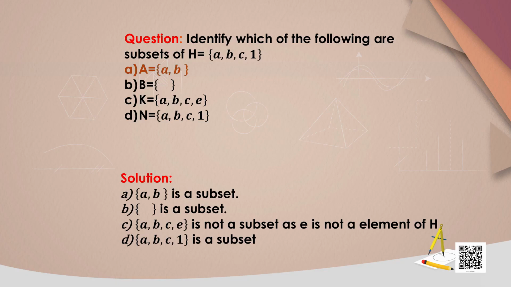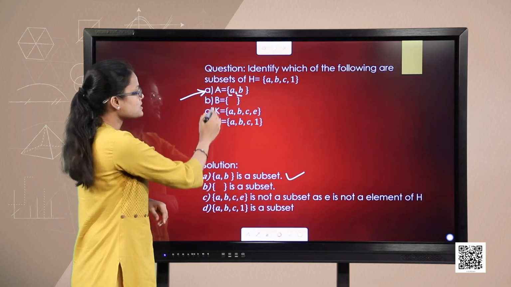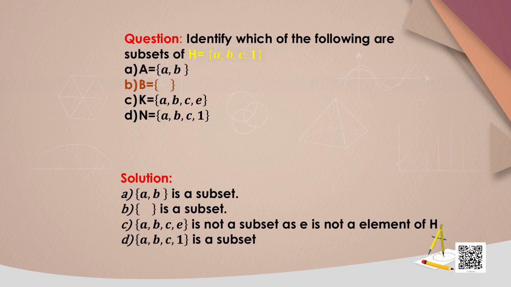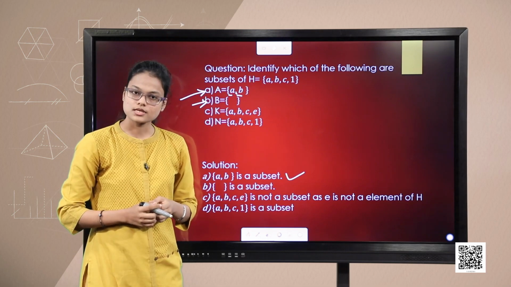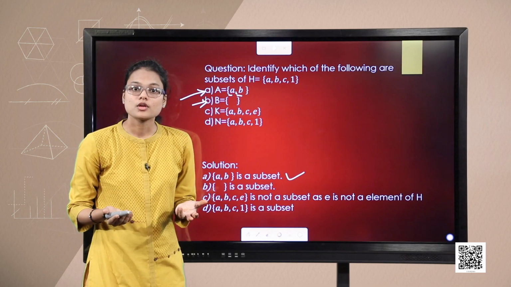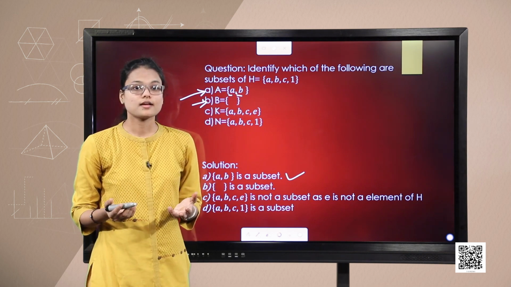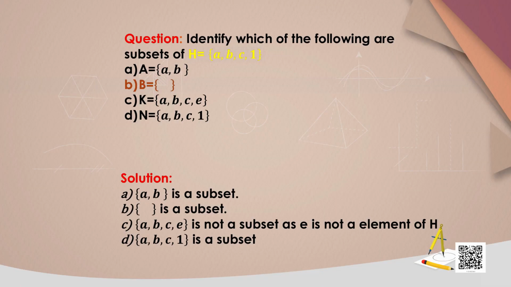It is representing a set A which has two elements, a and b. Yes, you may notice that each element a and b is also a member of the set H. So, A is a subset of H. Now, the set B. B is an empty set. Can it be a subset of H? Yes, it is, since it has no elements. So, we cannot deny that an element is not present in H. So, the empty set is also a subset of H.